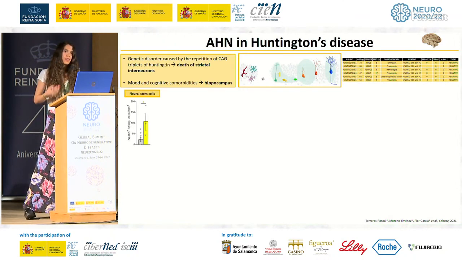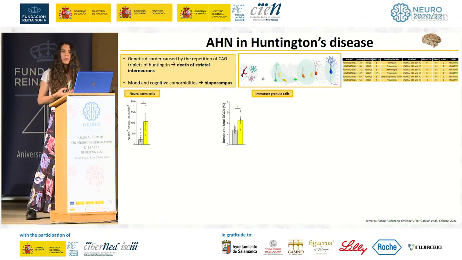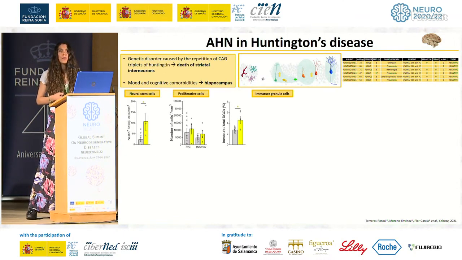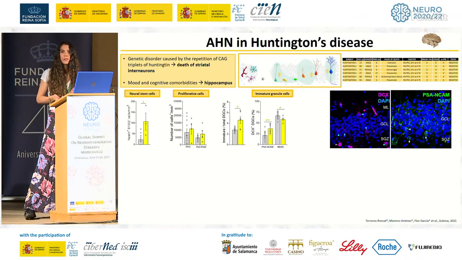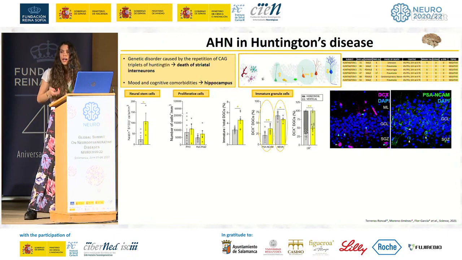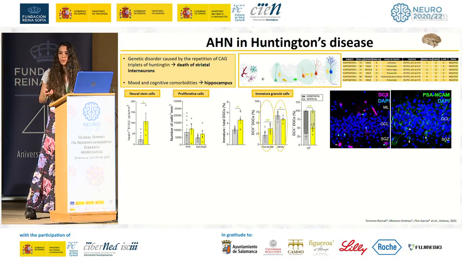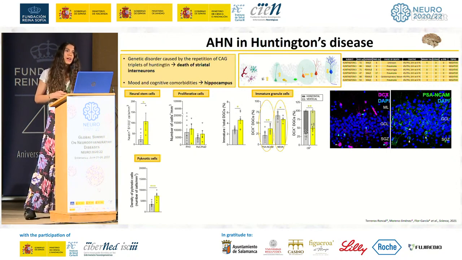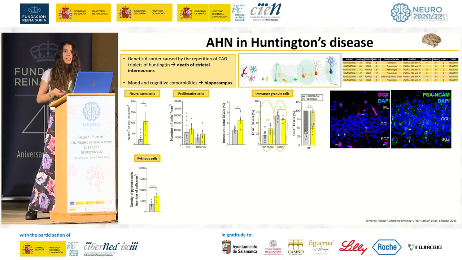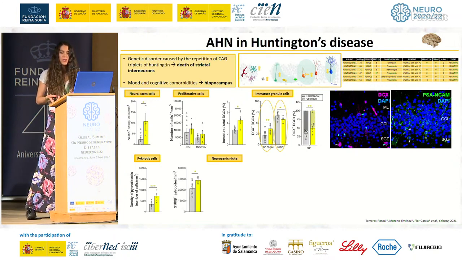We observed an increase in neural stem cells and in immature dentate granule cells, whereas the number of proliferative cells remained unchanged. The morphology of these immature neurons was altered, as we can observe in the initial stages, and we can also observe a decrease in NeuN-positive cells, and the maturation of these cells is altered in the initial stages. Moreover, as we have observed in ALS, we can see an increase in pyknotic cells and also alteration in the neurogenic niche.